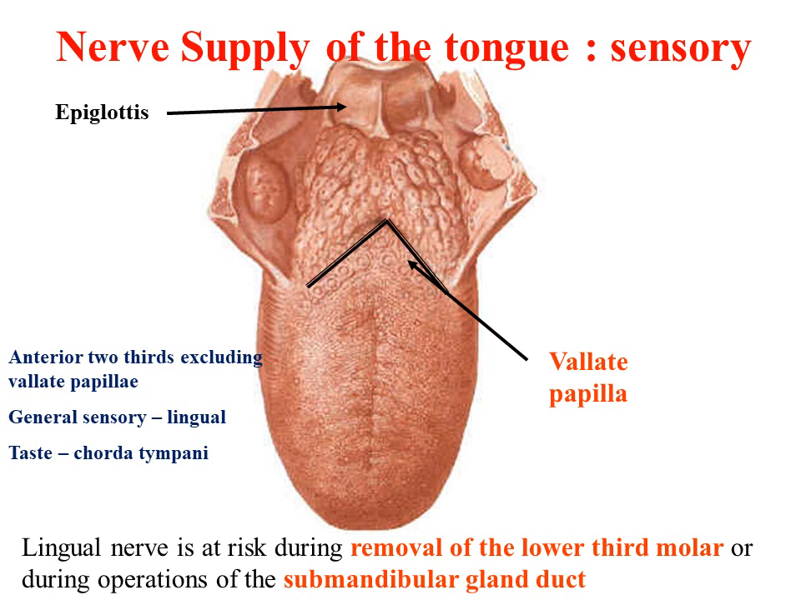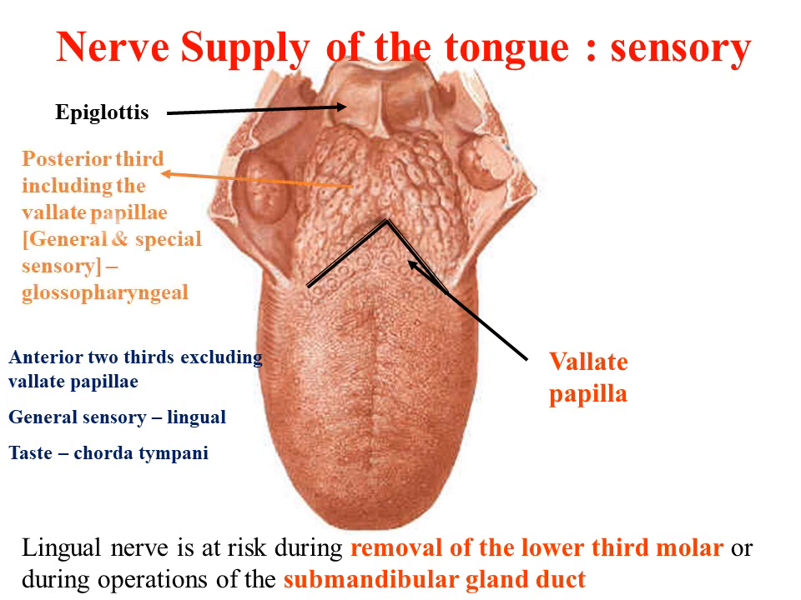Except circumvallate papillae. Circumvallate papillae are found in the anterior 2/3 of the tongue, but they are supplied by the nerve that supplies the posterior 1/3 of the tongue. Sorry. So the posterior 1/3 of the tongue is supplied for general and special sensation by the glossopharyngeal nerve, including circumvallate papillae.